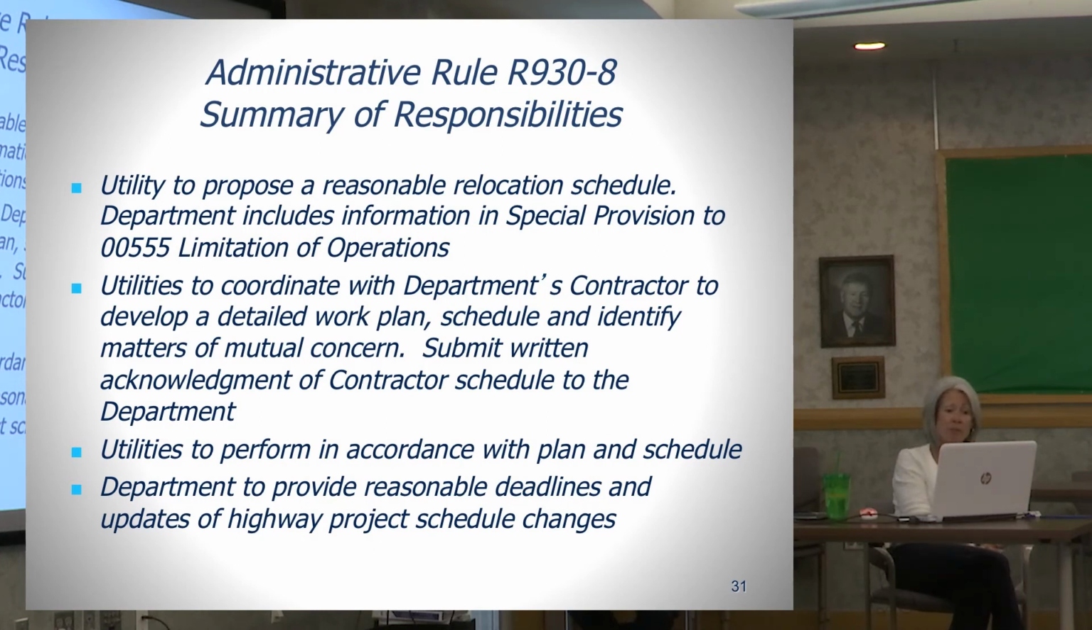The utility companies are required to coordinate with the department's contractor to develop a detailed work plan and schedule, identify matters of mutual concern, and submit written acknowledgement to the department, to the resident engineer, that they are aware of each other's schedule and they're in agreement. The utilities will perform in accordance with the plan, and the department is responsible to make sure that they're given reasonable deadlines for the work and any updates to the project schedule. And again, this applies either to the design or the construction phase of the project.